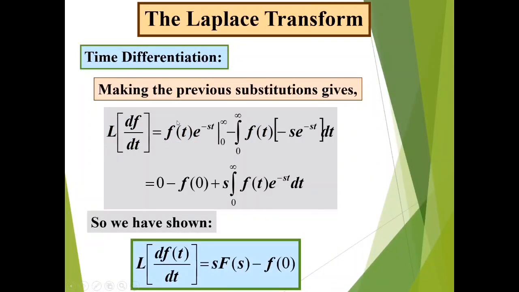So after making the substitutions, we get L of df by dt is equal to f of t e power minus st, and the limit is from 0 to infinity, minus integral 0 to infinity f of t into minus s into e power minus st dt. So applying the limits, we get 0 minus f of 0 plus s into integral 0 to infinity f of t e power minus st dt. So finally we get L of d by dt of f of t is equal to s into F of s minus f of 0.